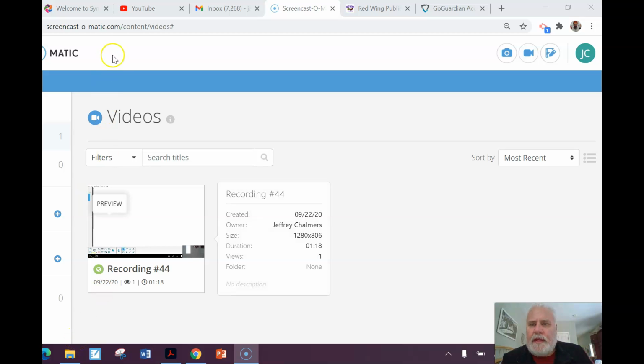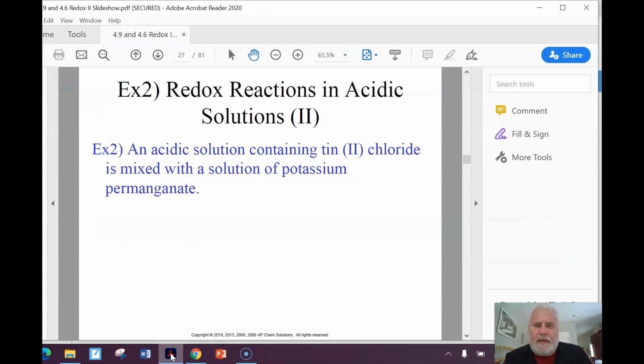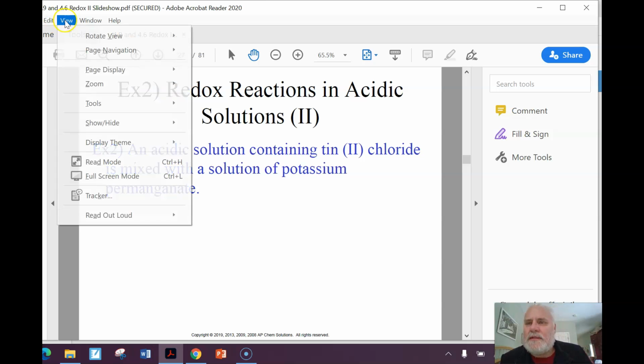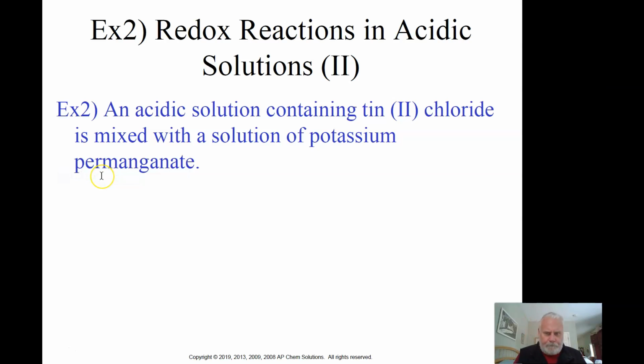Right, our third and final video explaining how you balance these redox reactions in acidic solutions. So hopefully you thought about this one like I asked you, and I think your thinking was probably along this line. We talked about tin in the second lecture. We talked about the chloride ion, and we talked about permanganate.